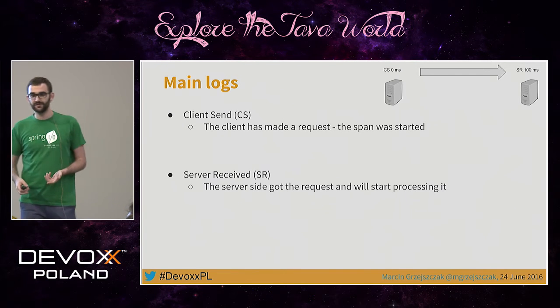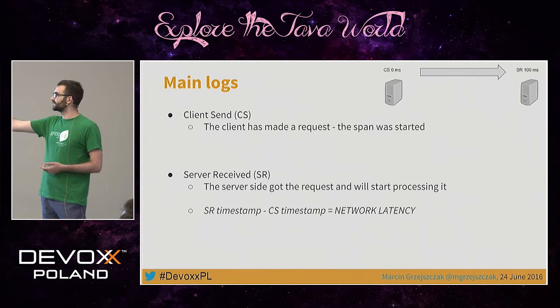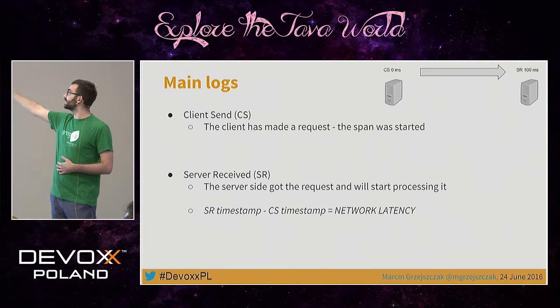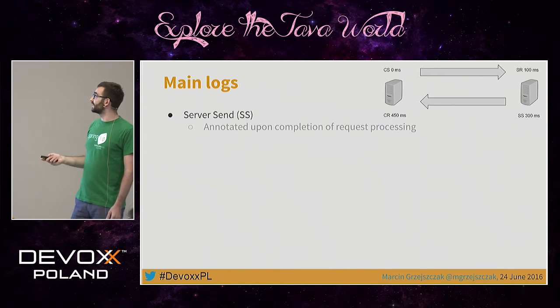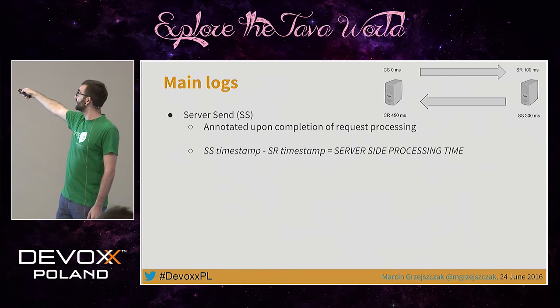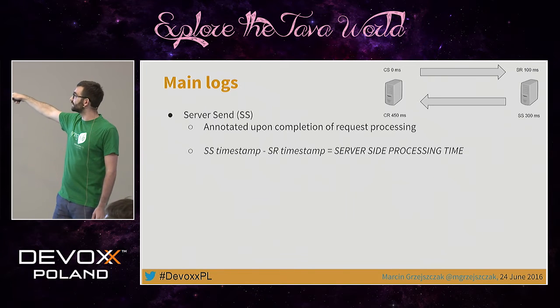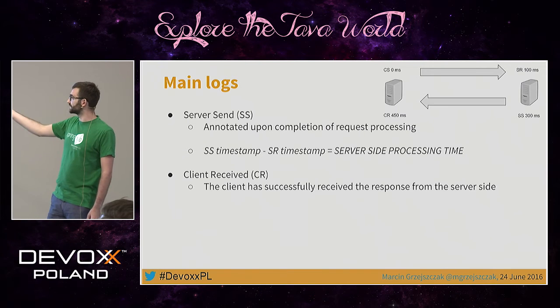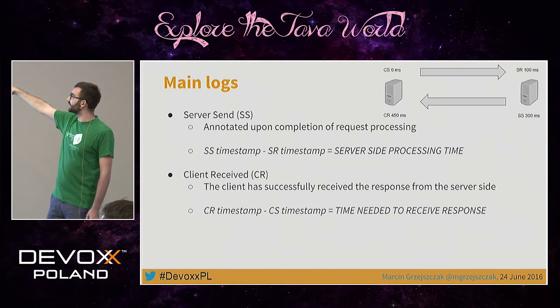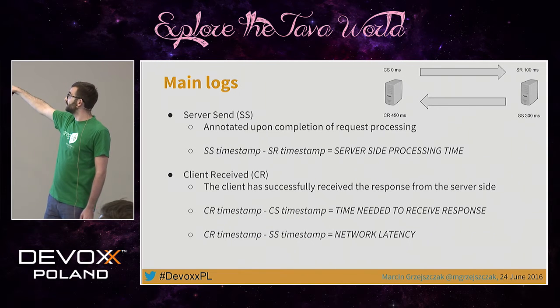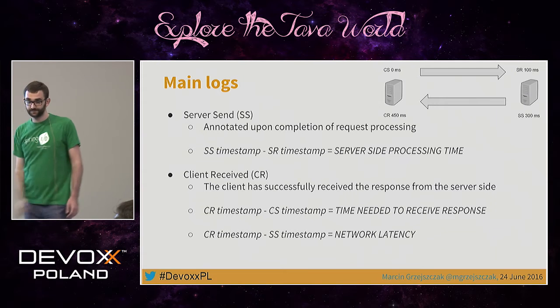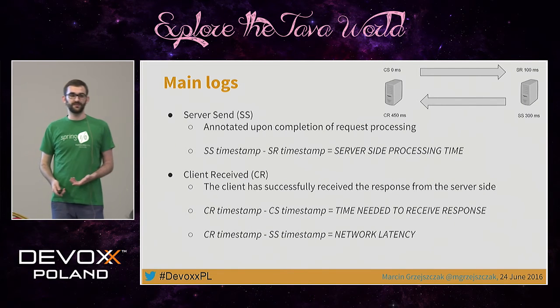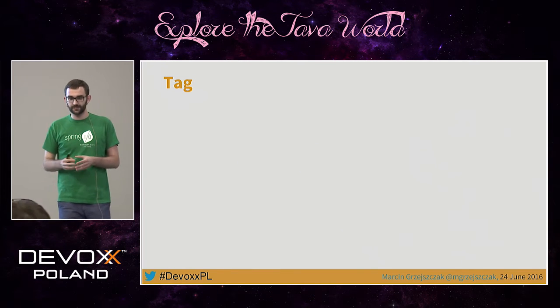Now let's start playing with calculators, because if you take the server received timestamp and subtract from it the client-side timestamp, you get the network latency, right? 100 minus 0, latency is 100. Now, server sent is annotated upon completion of request processing. If you subtract server received from server sent, you get the server-side processing time. Client received is when the client successfully received the response from the server. Client received minus client sent is the time needed to receive the response. Client received timestamp minus server sent is the network latency over here. So with those events and timestamps, you can, in a much easier way, visualize the latency in your system.